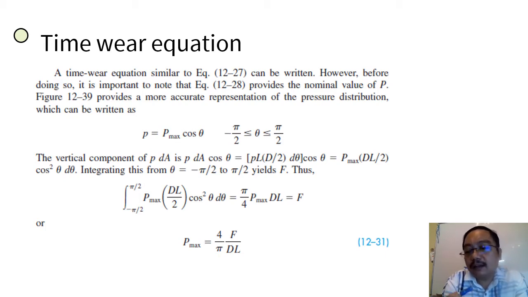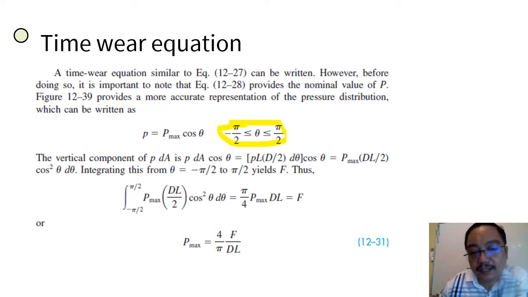What does this range mean? You see this range, theta is 180 degrees. Theta over 2 is 90 degrees. Meaning that here this is 90 degrees, this is 90 degrees. So theta is within this range, 90 degrees and 90 degrees. Meaning it's like a partial bearing.